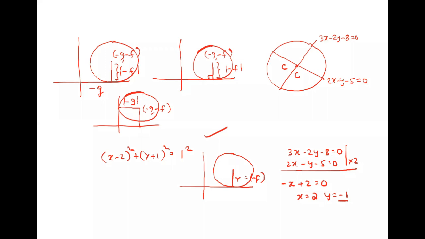Got it? Understood. Okay. Explain again. Why modulus? Radius is positive. Suppose center is minus 2 comma minus 3. How can radius be minus 2? Radius is always positive. That's why we put mod of minus g or mod of minus f. Got it? Good.